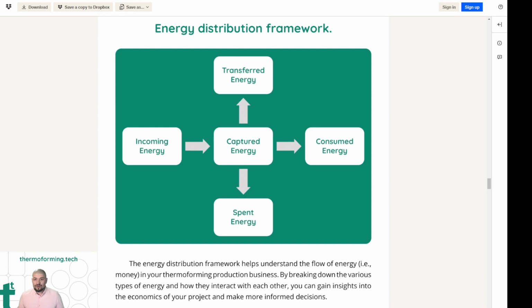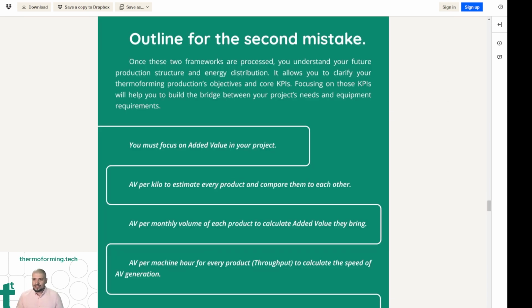And after you clarify this and you know exactly what happens in your business and how much money you will spend here or there and how much money you will have to put to the inventory, then it becomes a little bit easier to track down your progress and clarify your equipment parameters and how much they affect your project.